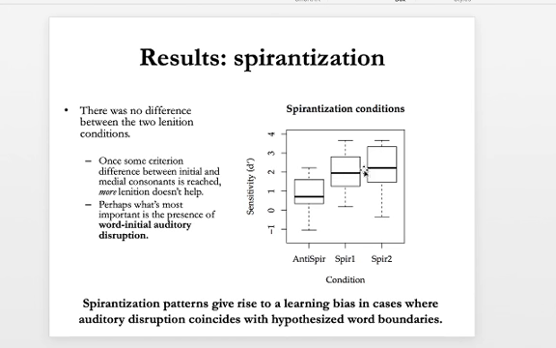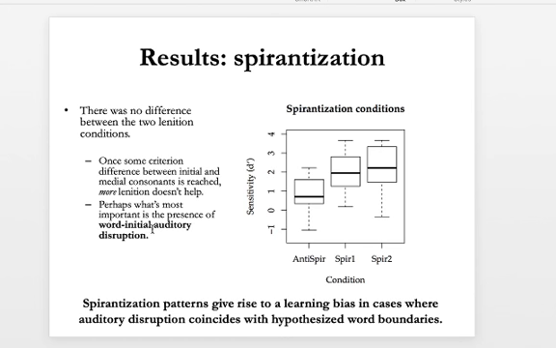There's not much of a difference between the two lenition conditions, maybe a tiny difference, but not statistically significant. And this might mean that once some criterion difference between initial and medial consonants is reached, having more lenition just doesn't help. Or perhaps what's most important is simply the presence of some kind of disruption word initially, regardless of what the medial consonants are like.